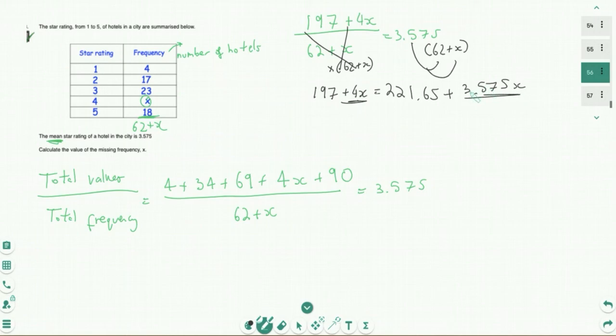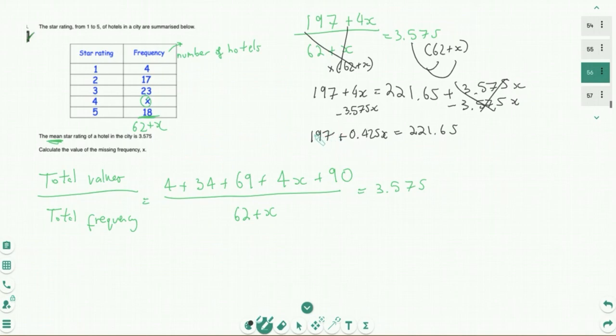There's two unknowns on both sides. It's always good to get rid of one of them. And we always want to get rid of the smaller one so we avoid negative numbers. So we're going to get rid of this 3.575x. Well, it's plus, so we're going to minus it on both sides. So minus 3.575x on both sides. Minus it here. So it's going to be 197. 4 minus 3.575 is positive 0.425x is equal to, that cancels out, 221.65.